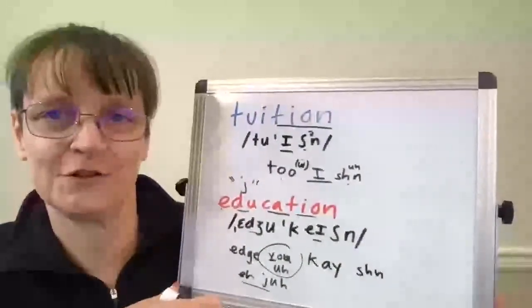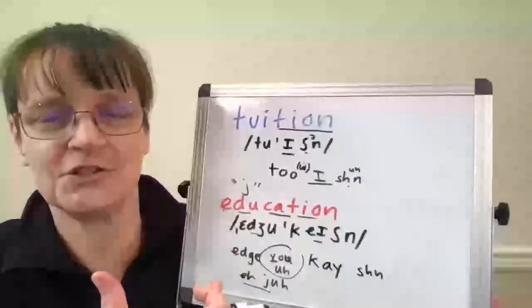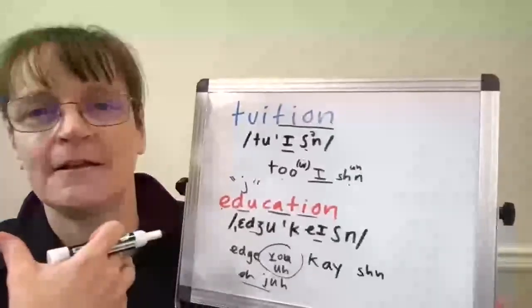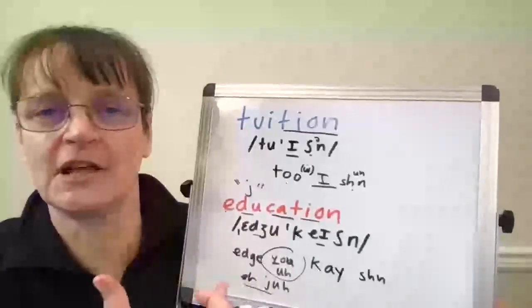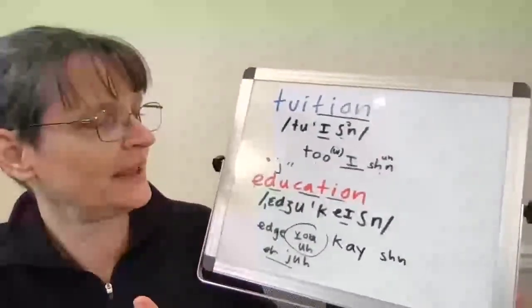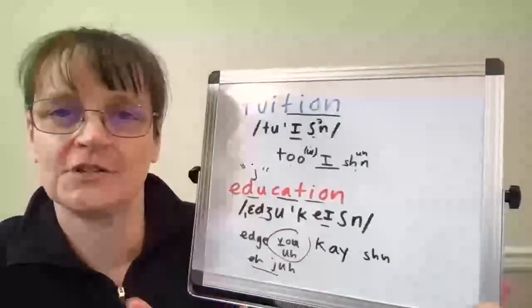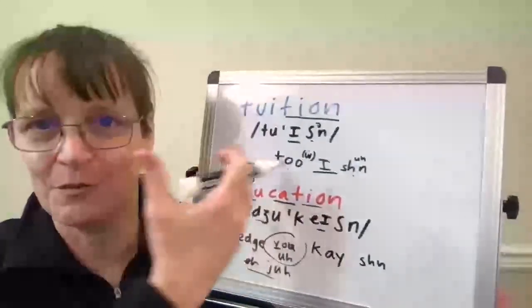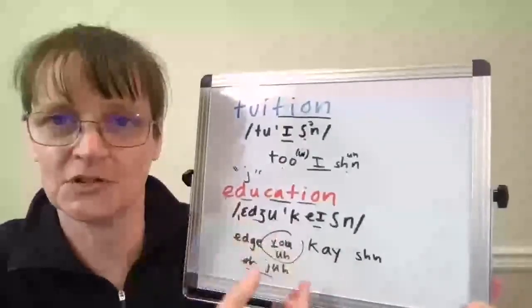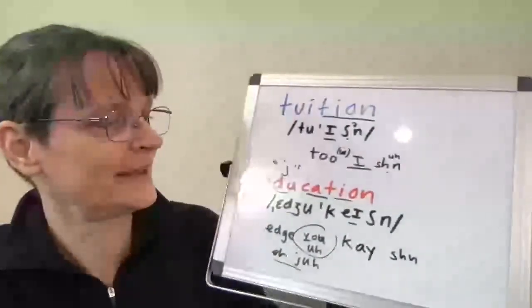So let's try a few. Tuition is due every semester. College tuition is a lot more expensive than it used to be. Having a good education is extremely valuable. Even though we have to pay a lot in tuition, it's worth it to get a good education.